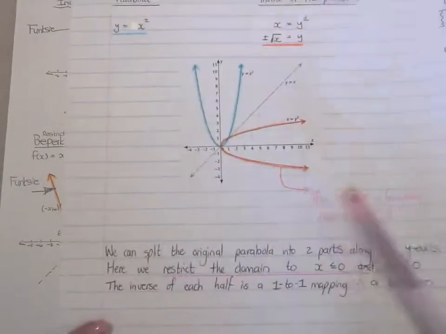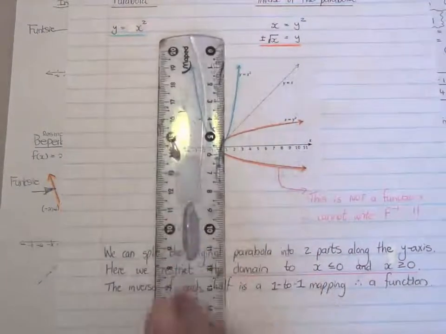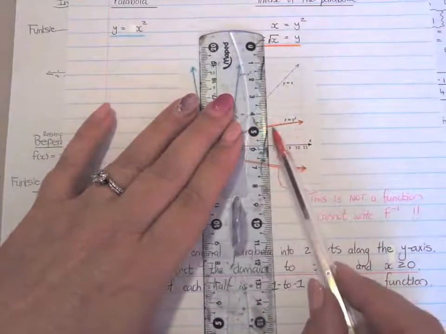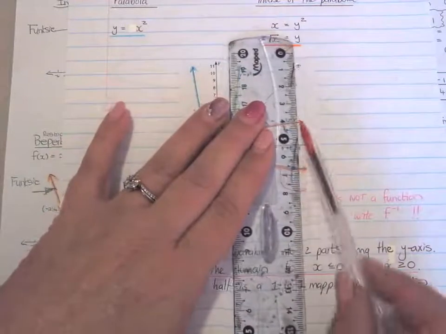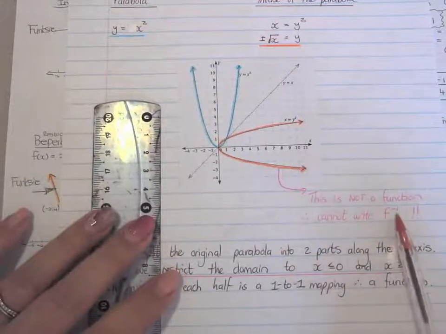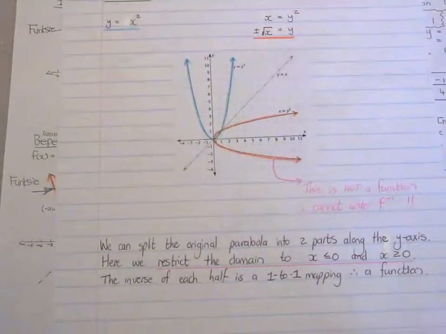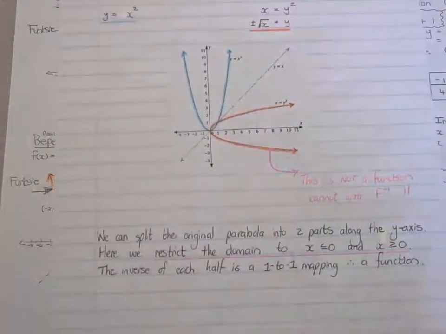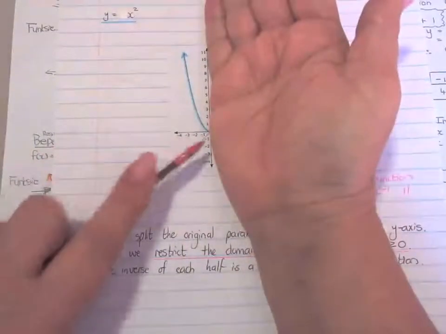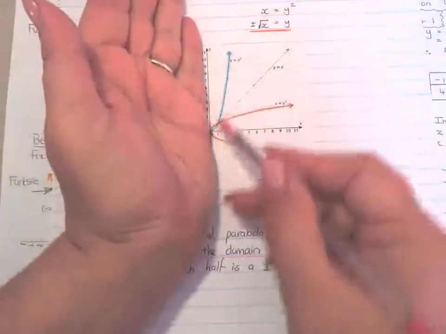But the inverse of a parabola is not a function, because if I do the ruler test, my ruler cuts the inverse at two places every time. So this is not a function, and we cannot write f to the power of minus 1. However, we can split the normal parabola into two parts. This leg and that leg.